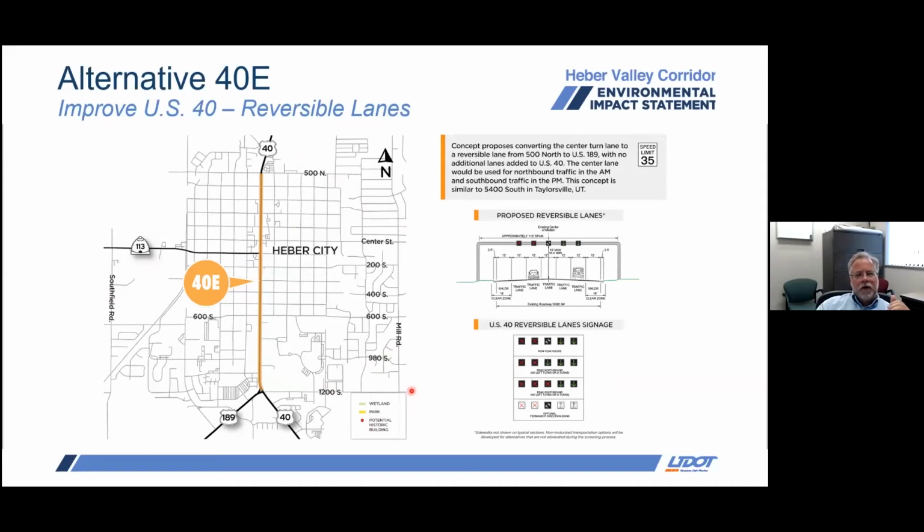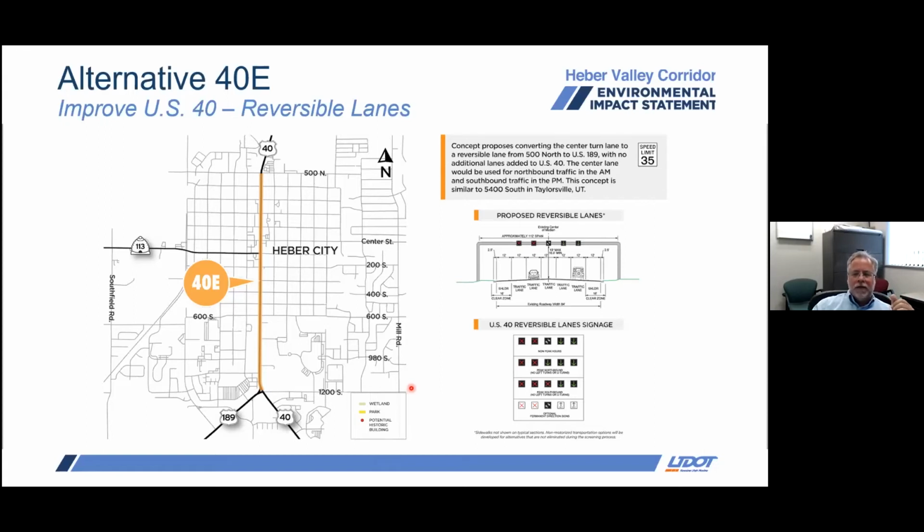Okay, our next alternative is 40E. This is a reversible lanes concept. This is another way that we can manage congestion on US 40 through traffic management means. With this alternative, we recognize that there's a strong directional split with traffic on US 40.